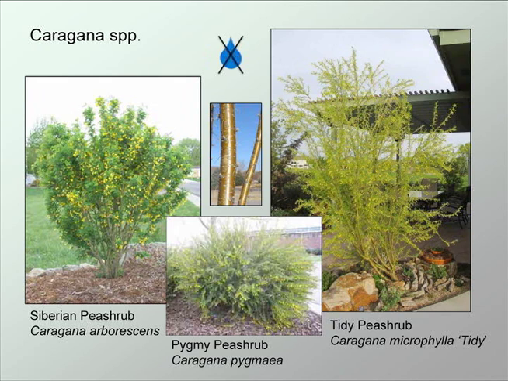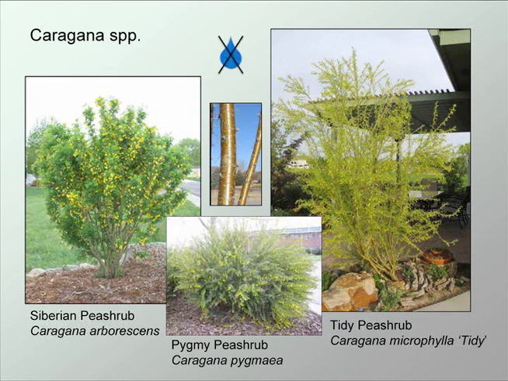The tidy pea shrub on the right is one that is actually a survivor from Cheyenne. It has a little bit more open and airy feel to it, almost like a Palo Verde if you're familiar from Arizona. But you can see it in bloom on this picture here.